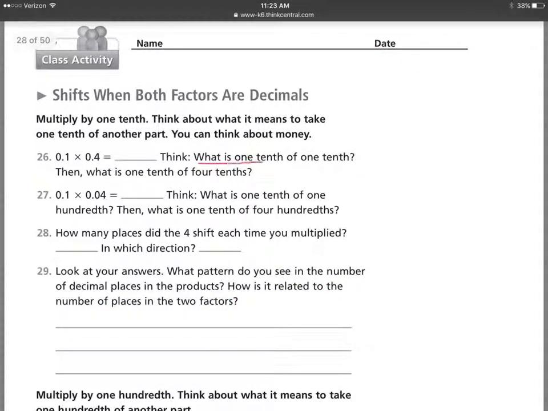Well, if 1/10 of 1/10 is 1/100, then what is 1/10 of 4/10? You might be thinking 4/100ths. And if that's what you're thinking, let's check that. And let's use the traditional method to check it. 1/10, 0.1, times 4/10, 0.4.